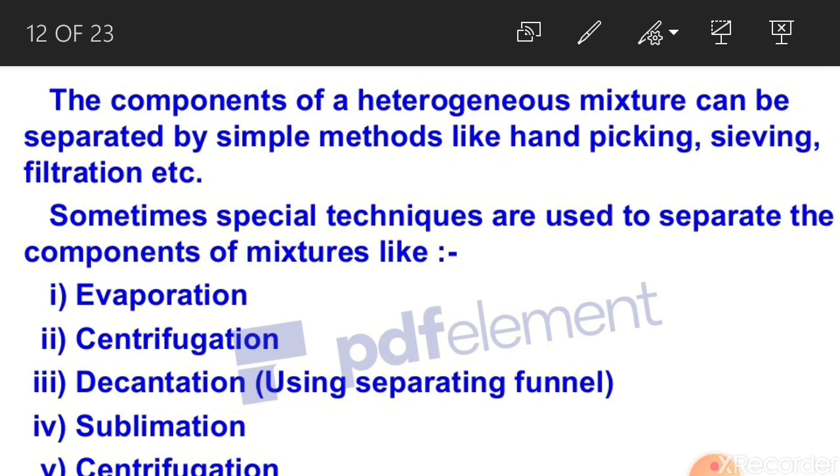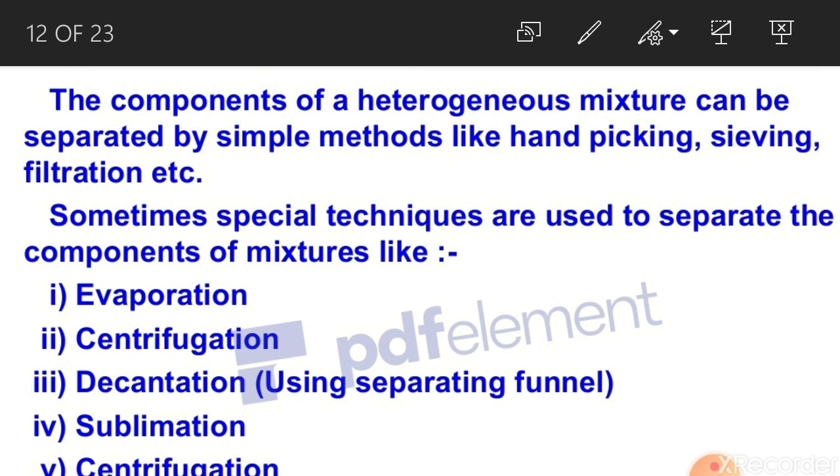But why do we separate the components of a mixture? Because after separating them, we have the possibility to study these components, and there may be other uses of the components of the mixture which are found naturally.